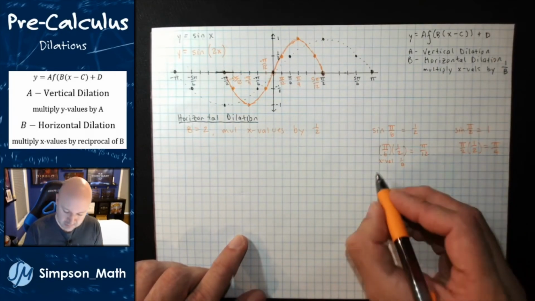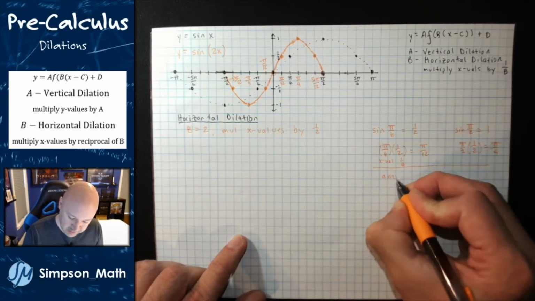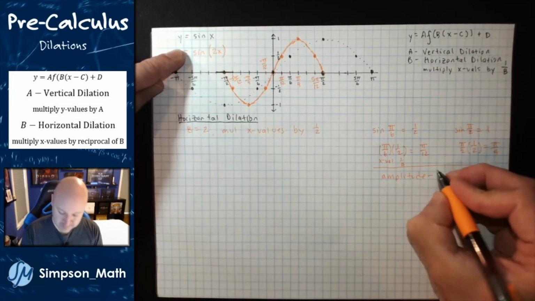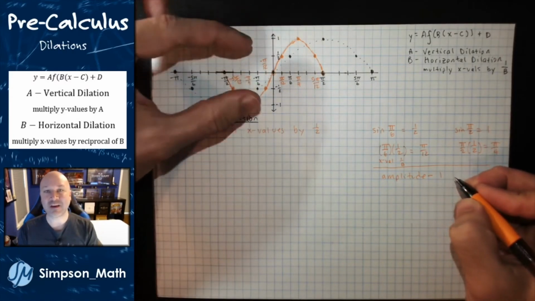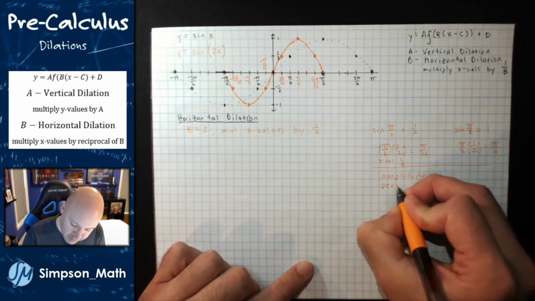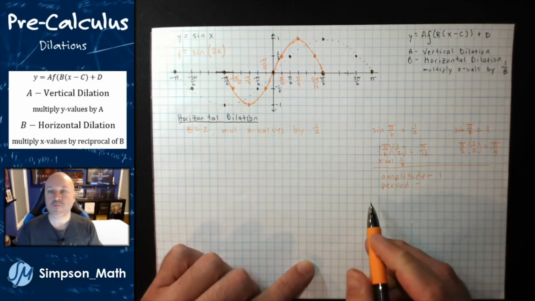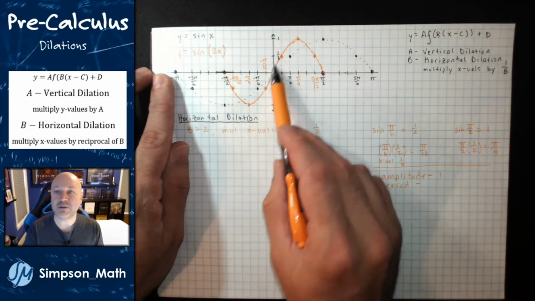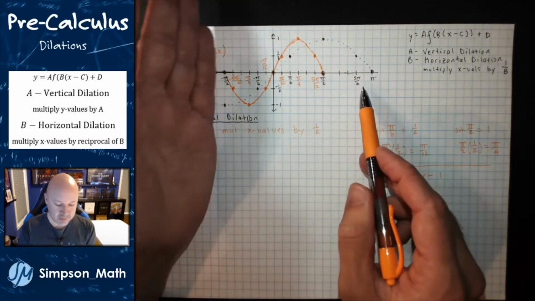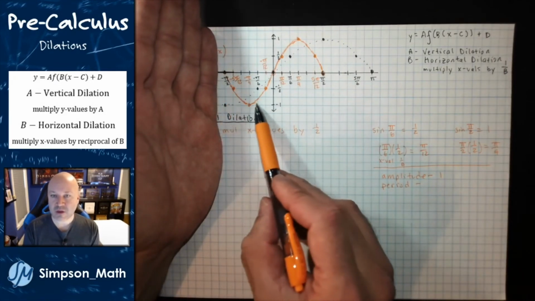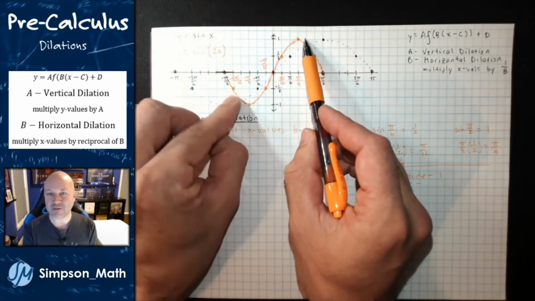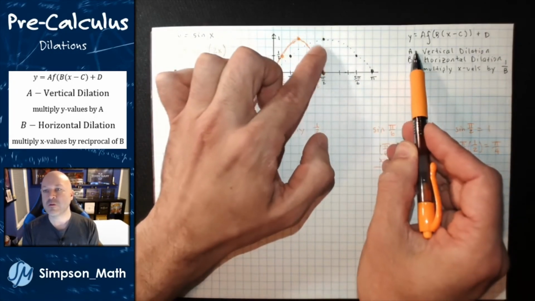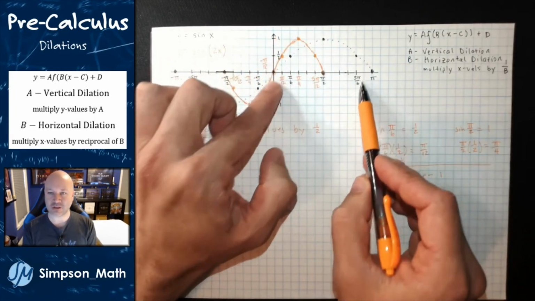Let's see, some things have changed. The amplitude? Oh, nope, that's still 1. I did not change the height of this wave. How about my period? Oh, that changed. It used to take me a distance of 2 pi to repeat myself, but now if I start here at negative pi halves, then I'm going to start going into this negative region again at positive pi halves. So that period has changed.